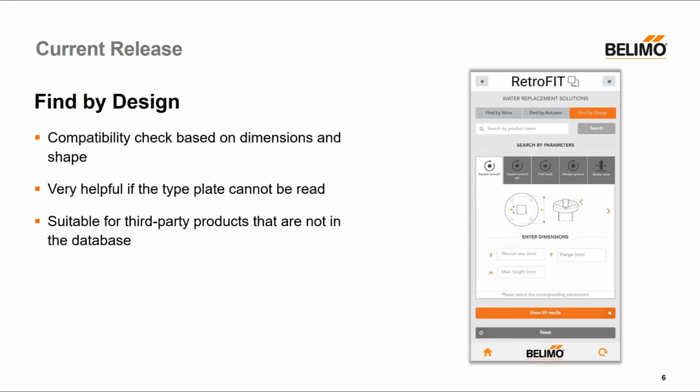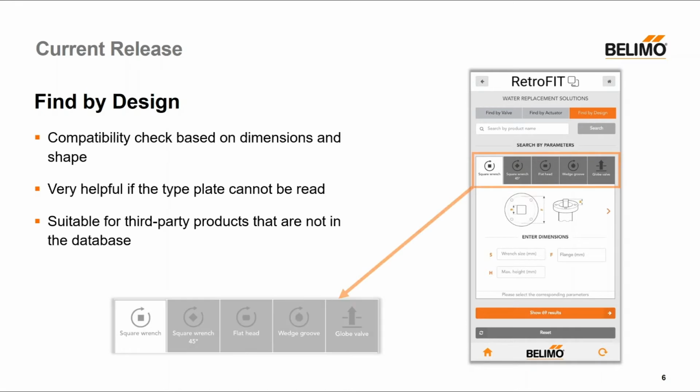On this screenshot of the app, you can see which different adaptations are included. Different adaptations of rotary actuators and also globe valve actuators can be tested. Since this feature uses dimensions to check which Belimo actuator matches the best, no database is required. It can be used to retrofit any valve.